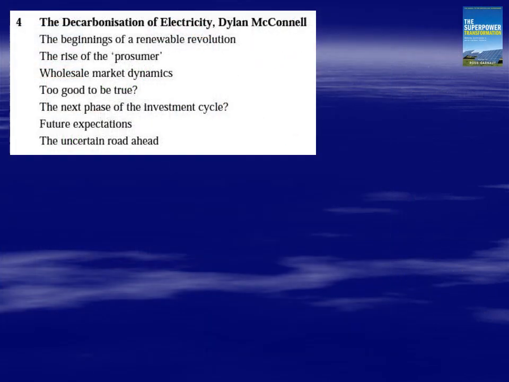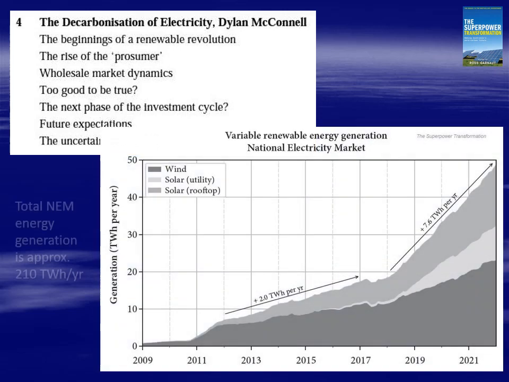Back to the book, Chapter 4 is on decarbonising the electricity system, how we can do this. We've made some good starts. We are increasing the amount of renewable energy through wind and solar, both utility and rooftop.